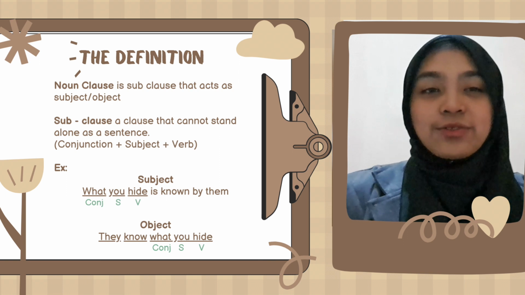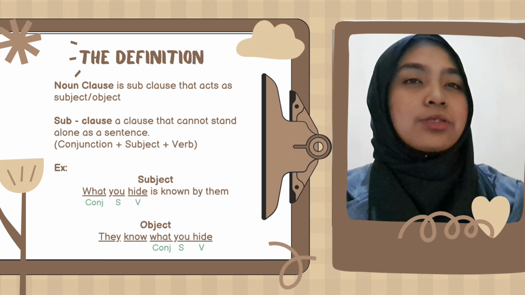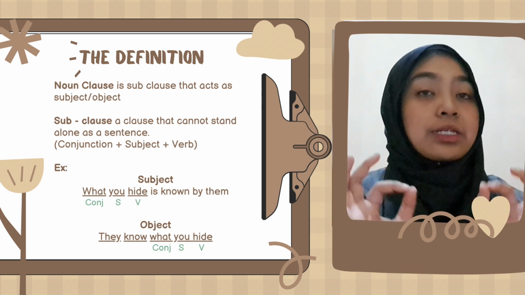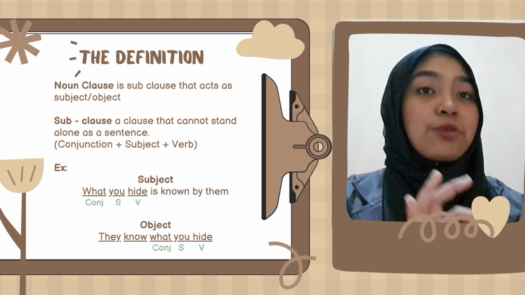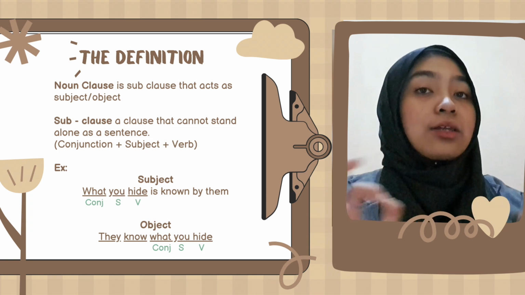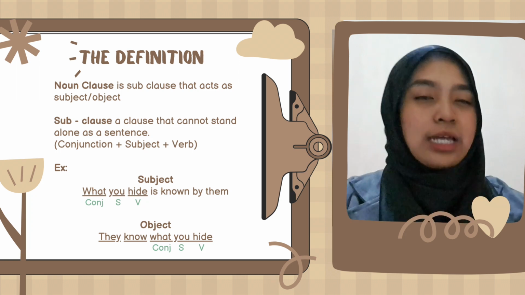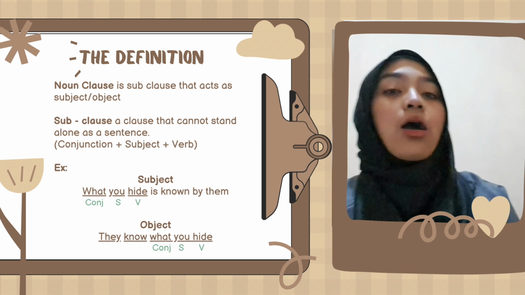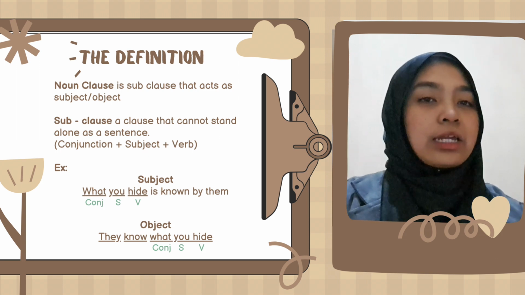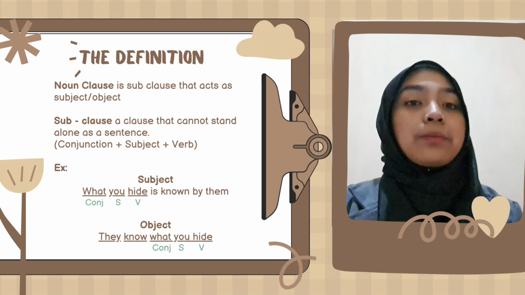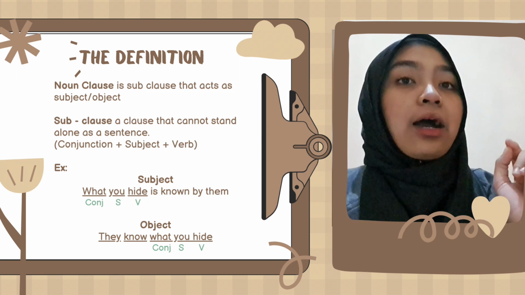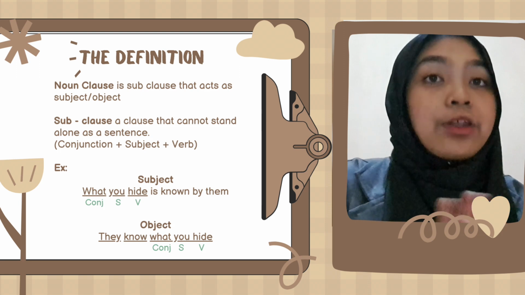What is a noun clause? A noun clause is a subclause that acts as a subject or object. A subclause means a clause that cannot stand alone as a sentence. It means that a subclause needs other elements to create a perfect or complete sentence. The formulation for the subclause is conjunction, subject, and verb.